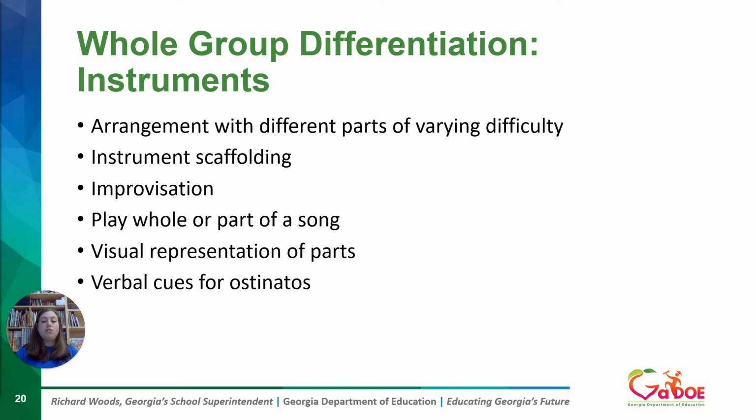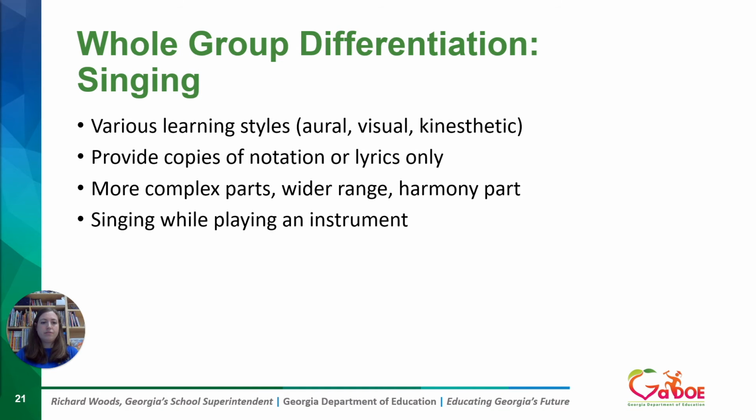So for instruments, you can maybe, on the projector, on your PowerPoint or whatever it is, give them a visual representation of the parts, whether it's the lyrics or the rhythm or the actual notation on the 5-line staff. And then you can also provide verbal cues for ostinatos, such as the very famous "Won't you be my friend?" So the visual representation helps your visual learners, of which I am absolutely one personally. And then those verbal cues help those oral learners. And of course, we always want to practice on our body percussion beforehand, which can help your kinesthetic learners.